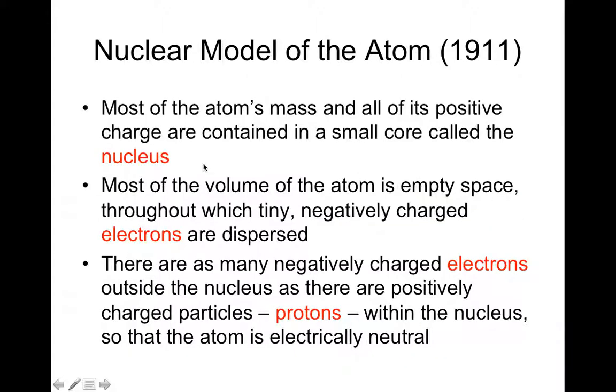That's the second point. Most of the volume of the atom is empty space, throughout which tiny negatively charged electrons are dispersed. And then finally, there are as many electrons as there are protons. There are as many negatively charged electrons outside the nucleus as there are positively charged particles, protons, inside the nucleus, so that the atom is electrically neutral.